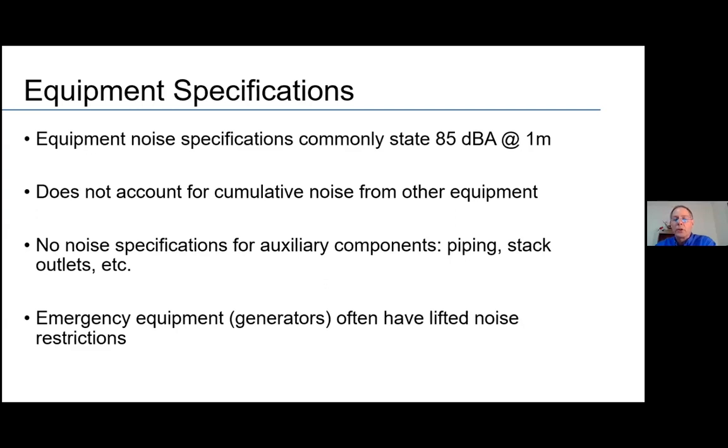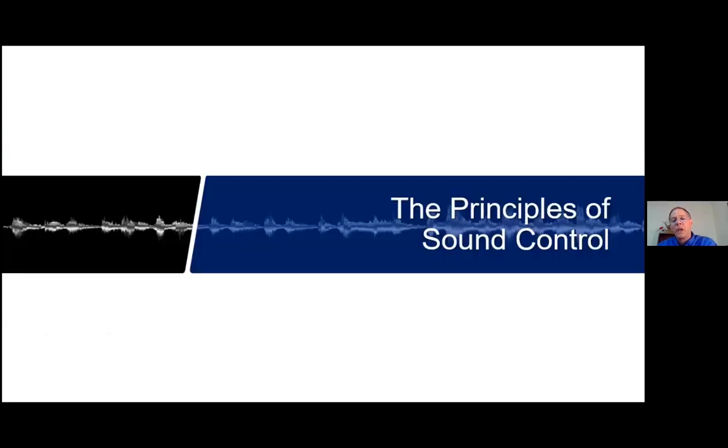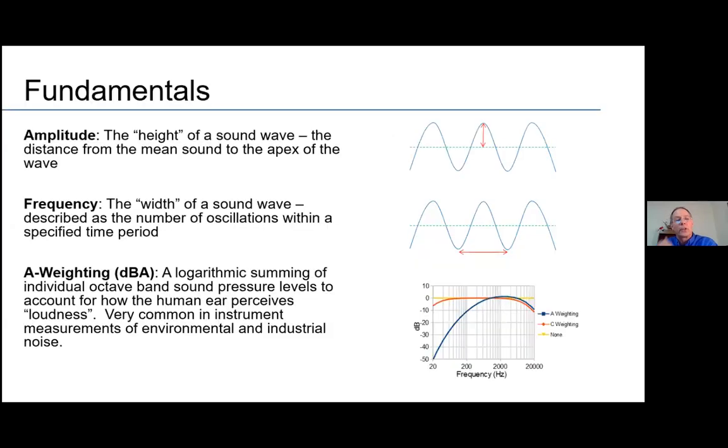And there are usually no specifications specific to any auxiliary components of that piece of equipment. So no piping or structural steel or exhaust stacks or anything like that might be attached to it. They are just talking about the piece of equipment itself. And very often you will find that emergency equipment like backup power generators and things are exempt from many of the noise restrictions because they're considered essential. So with that background covered, let's take a look at some of the principles of sound control.